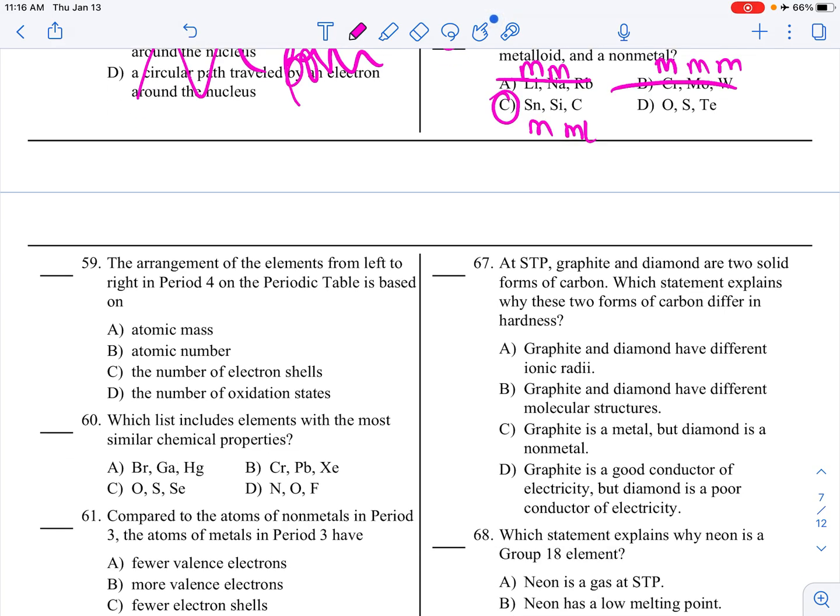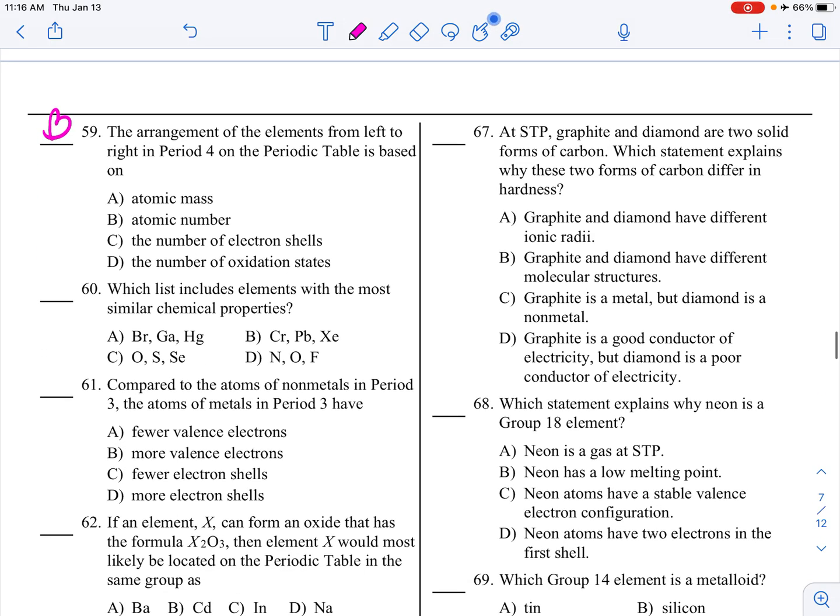The arrangement of elements from left to right on period 4 on periodic table is based on. Okay, so if we're going from left to right, atomic mass, no. Atomic number, well, gee, that does tell me how it's arranged. Number of electron shells would be the same, and oxidation states is all over the place, so we're arranging them by atomic number. Most similar chemical properties are in the same group, which is up and down.